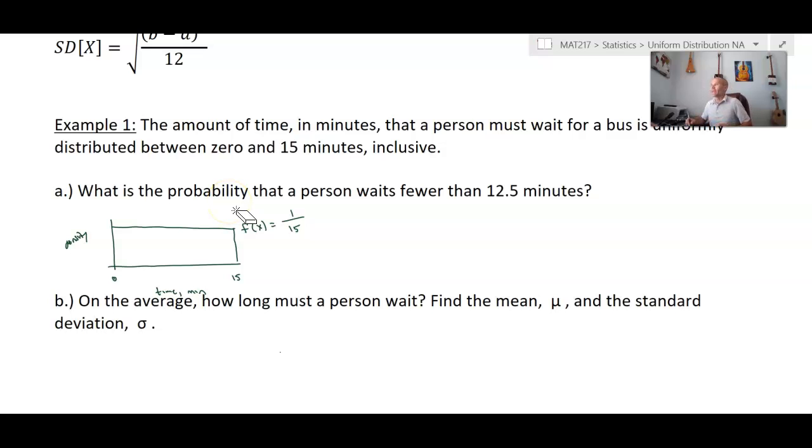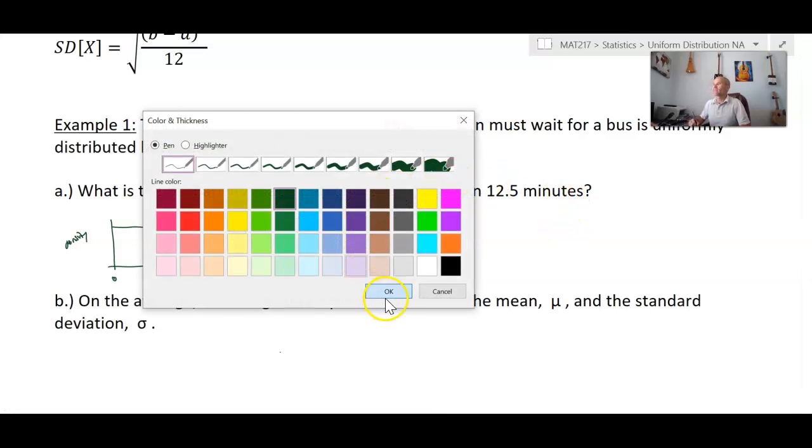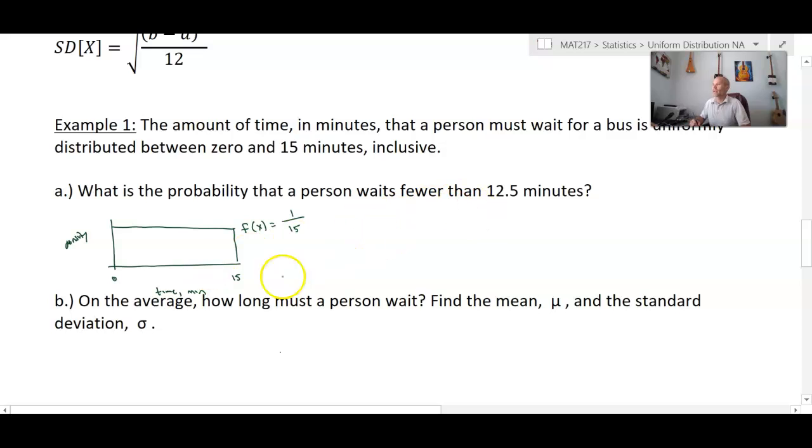Now, we want to find the probability that a person waits fewer than 12 and a half minutes. And as we can see, this number is not in the middle, it's closer to 15 than it is to 7.5, which would be the middle. So what we're looking for is, well, what's the area to the left of 12 and a half?